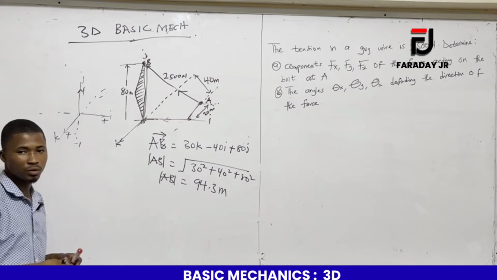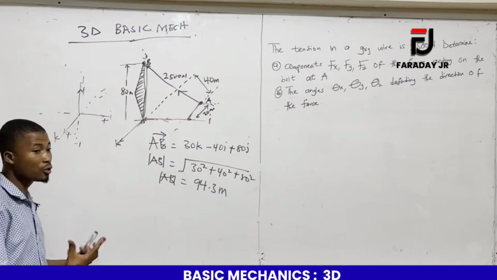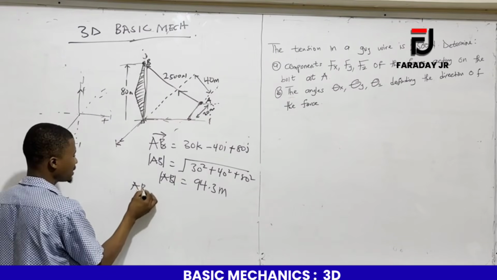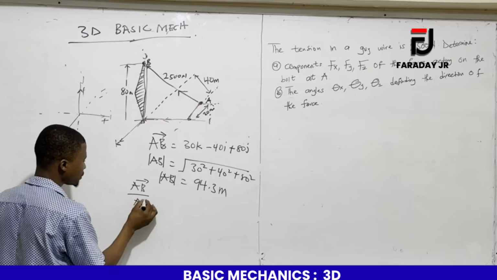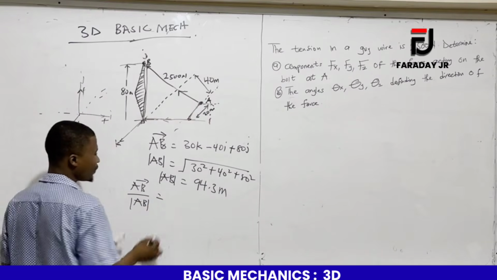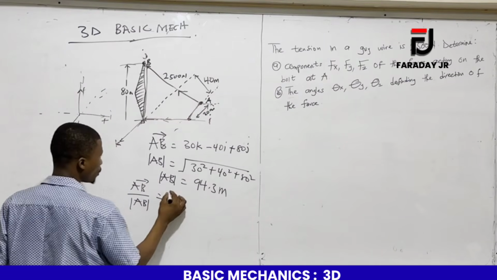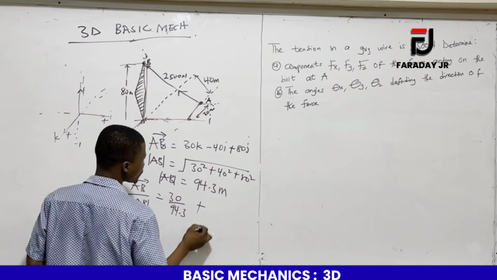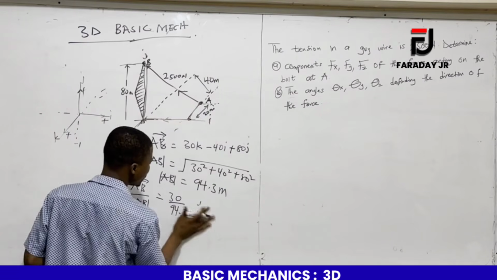So what do we do next? The next thing we'll do is to find the unit vector. I said the unit vector is the same as the vector itself divided by its magnitude. You get it? So we can find the unit vector for all. 30 divided by 94.3 plus. We have this one to be negative, right?